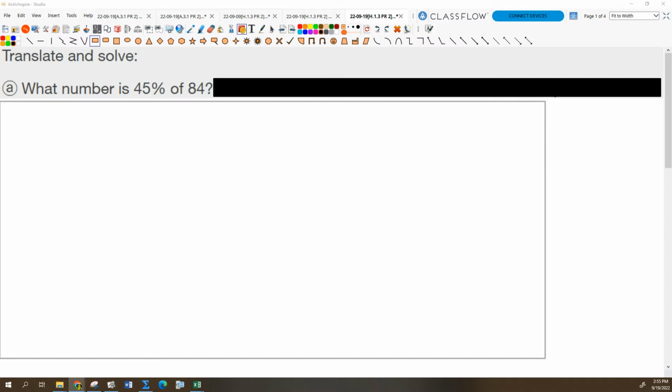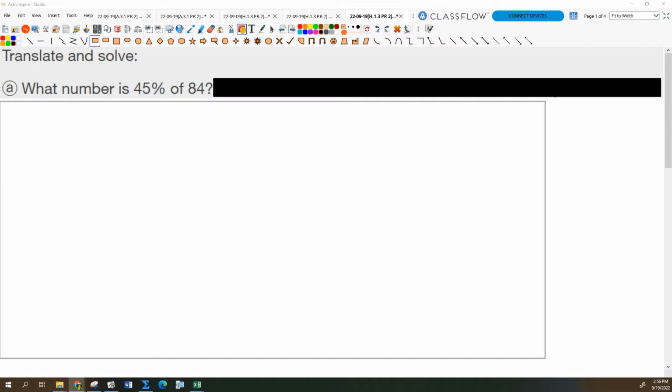So 45% means 45 per hundred, 45 hundredths. How do I move the decimal to turn 45% into a decimal number? What do I do with the decimal point? Two places in which direction? Left. You're right. It starts there, and we're going to go two to the left, so it becomes 0.45.